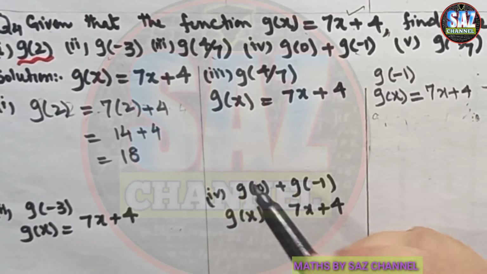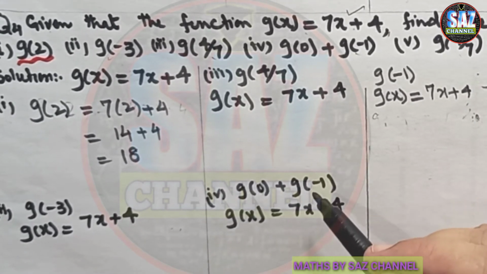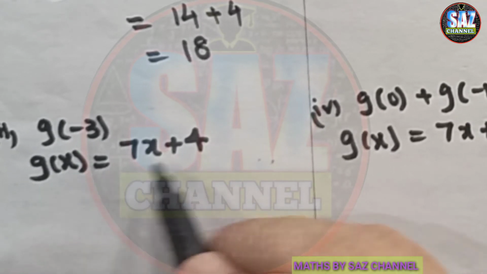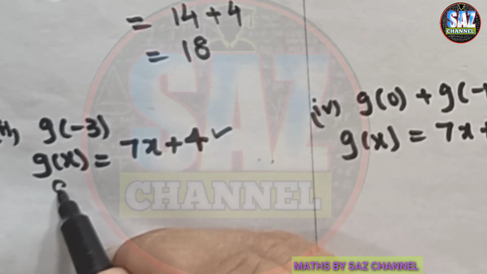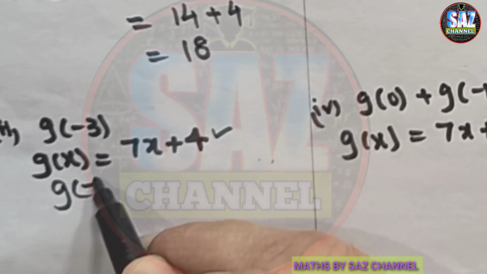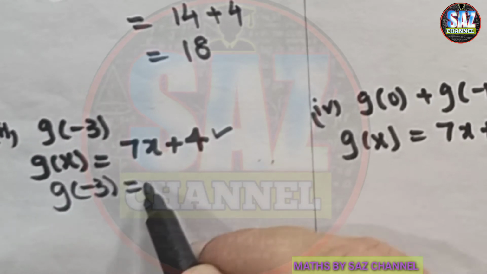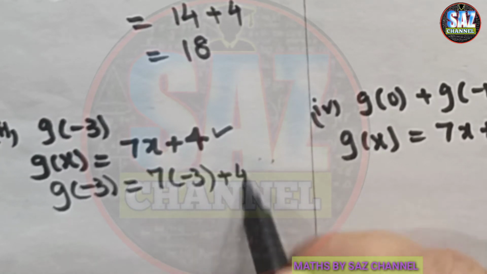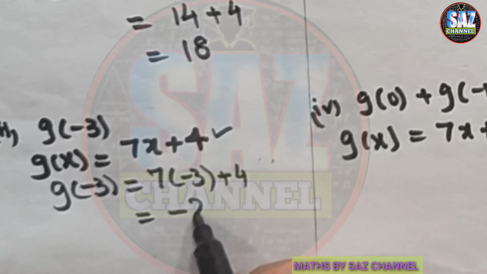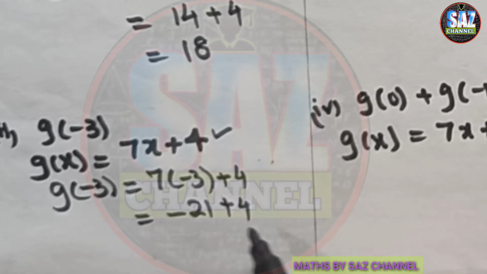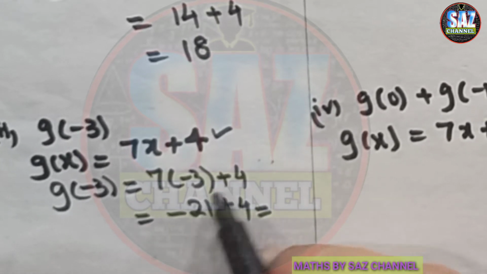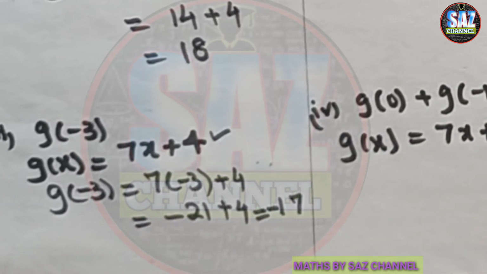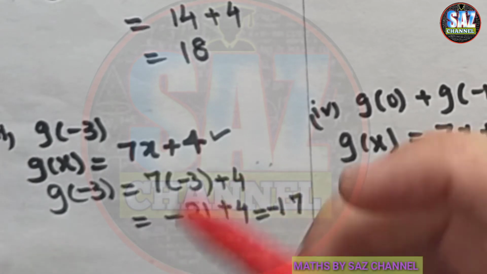Moving to the second part of the question, which says g of minus 3. After writing the function, I have to replace x, the domain of this question, by minus 3. So 7 times minus 3 plus 4 gives me minus 21 plus 4. Take away 4 from 21: 11 minus 4 is 7, so the answer is 17 with a minus sign.